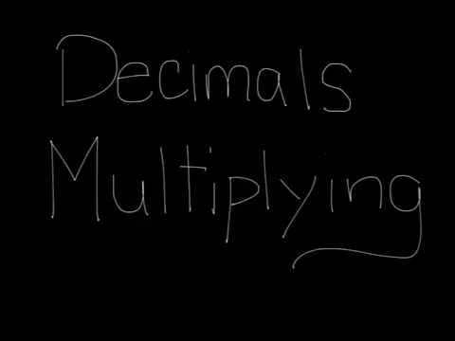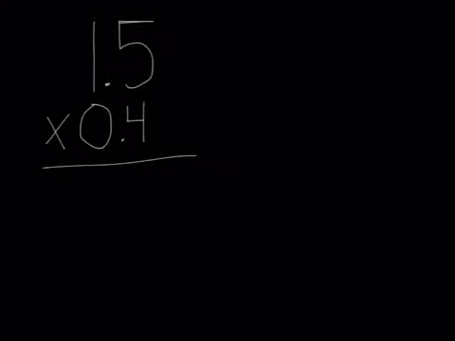Okay, we're going to first talk about multiplying decimals. When you're multiplying decimals, it's not really important to line up the decimal as much as it is to line up the numbers. So I'm going to start with the 4, and I'm going to multiply 4 times 5.